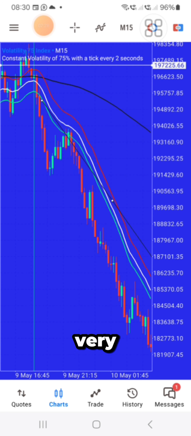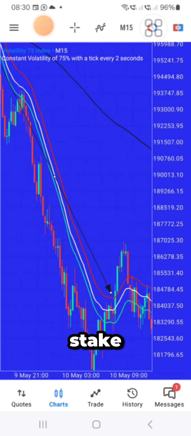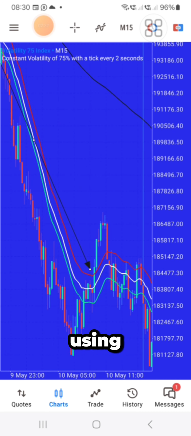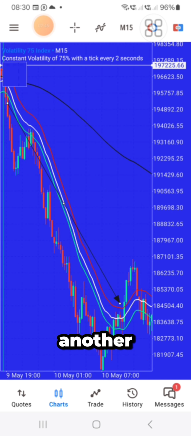So you can see it's a very profitable strategy. We entered around this area, and we're going to be holding the trade until we reach this take profit. So basically, that's how we sell using this strategy. The time frame that I've seen that really works when you're using this strategy is the 15-minute time frame.